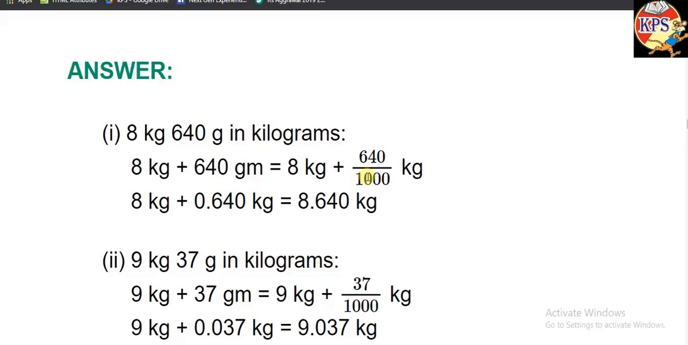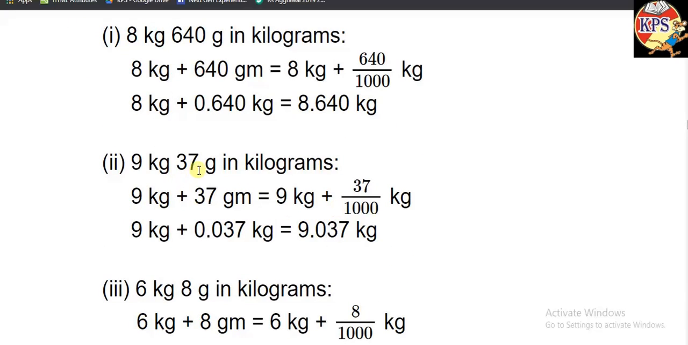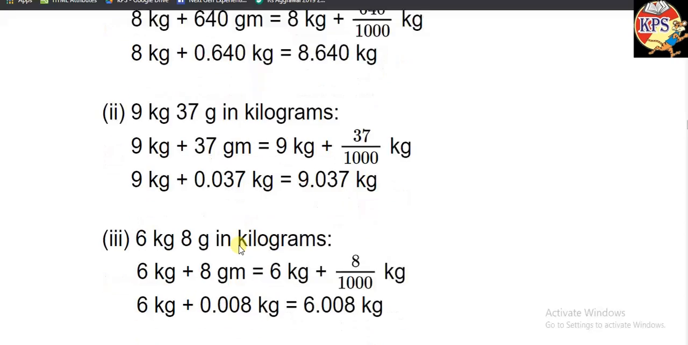So this is a class 4 question, so I don't have to explain much. After dividing you will get the answer 0.640 because 3 zeros are given, so it means you have to put the point before 3 numbers. So it is also converted into kilogram. Now after adding you can get the answer. Now here you have to convert gram into kilogram, so we have to divide it by 1000. You will get the answer 0.037. After adding you can solve the question.